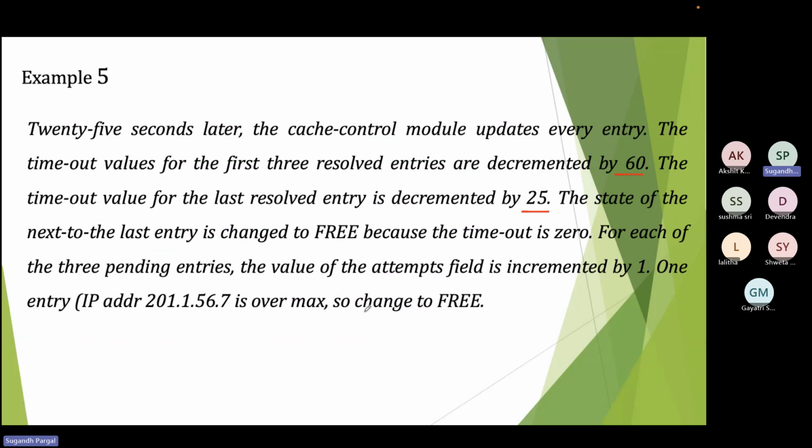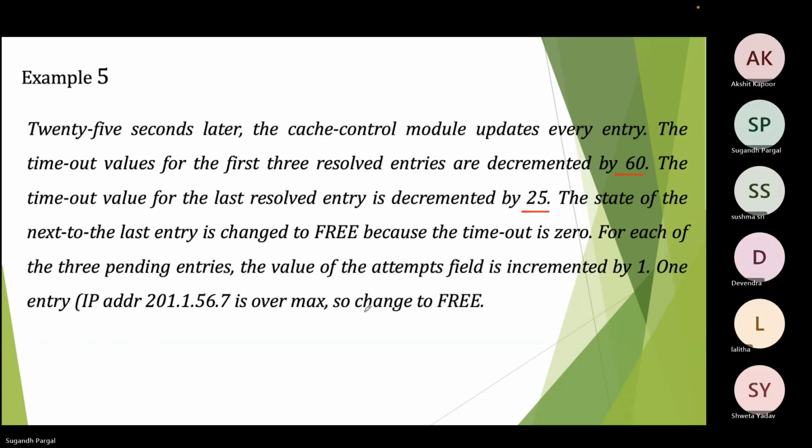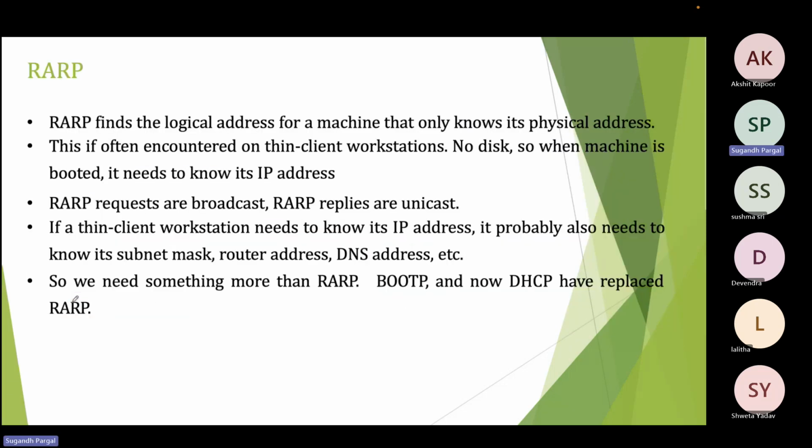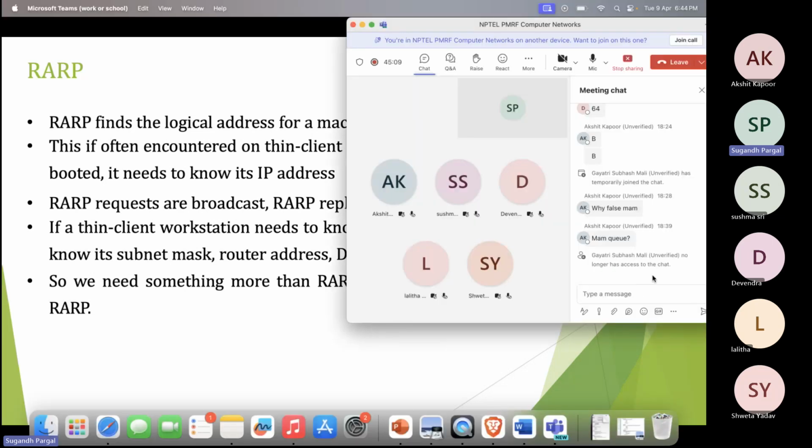So it is 0. So now for each of the 3 pending entries, the value of the attempt field is incremented by 1. So this entry is now removed. This is a free area. So I think everybody is clear with the ARP and ARP cache, how it is done. So it was quite easy to understand.